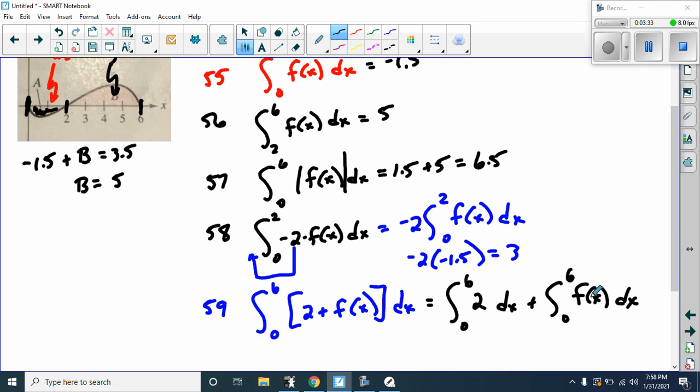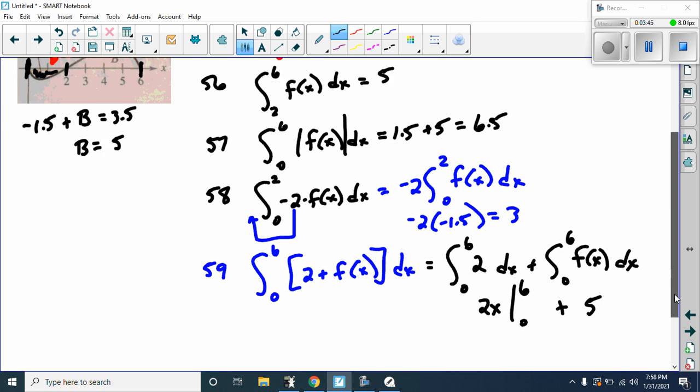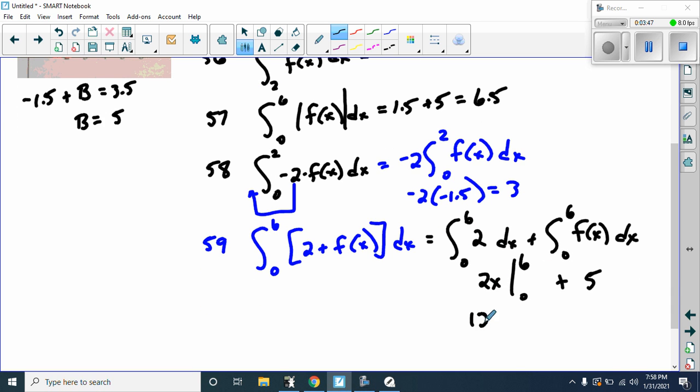So this part here we already found. We found that up in 56. This is 5. And then you can integrate this the way you always do. Integral of 2 is 2x from 0 to 6. Plug in 6. Plug in 0. Subtract. Don't forget to add that 5 we had before.